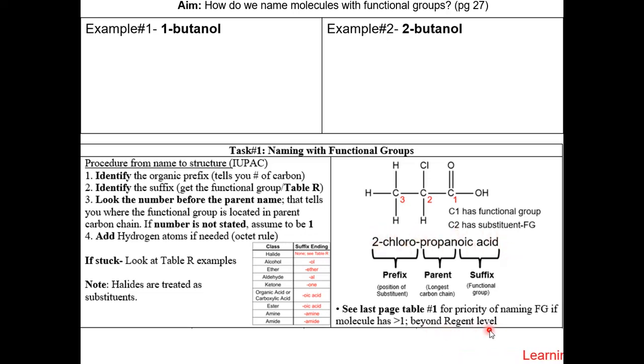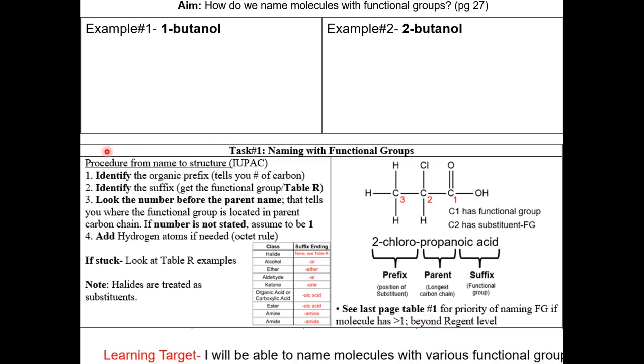On the Regents exam, for questions about naming organic compounds, the compounds usually have one functional group. For compounds with 2 or more functional groups, go to the last page in the packet. There is a table of the priority of each of the functional groups. Now let's use the procedure to go over 4 examples.